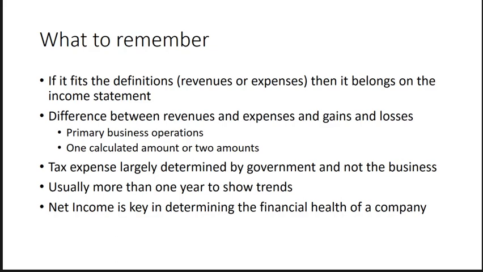And revenues and expenses only go one place, and that's the income statement. So a little bit turning to the idea of revenues and expenses from primary business operations. Gains and losses are not from primary business operations. So if Home Depot is selling hammers and saws, that's inventory, that's revenue.